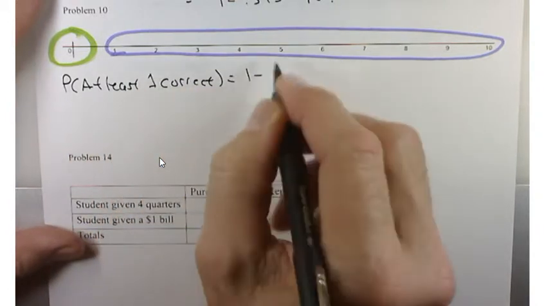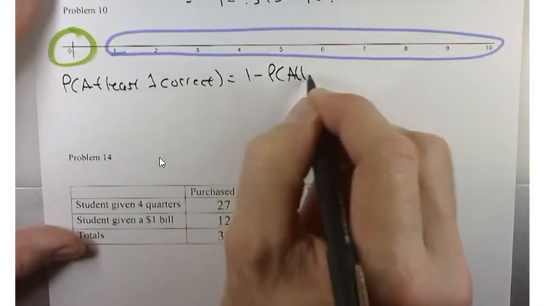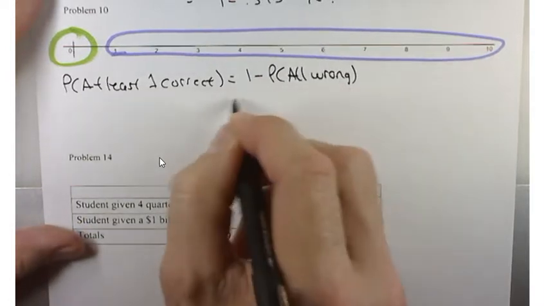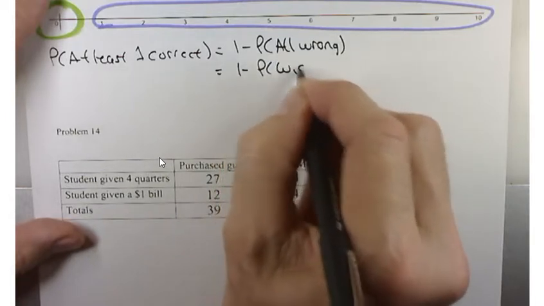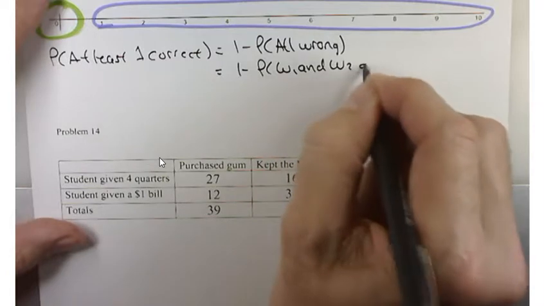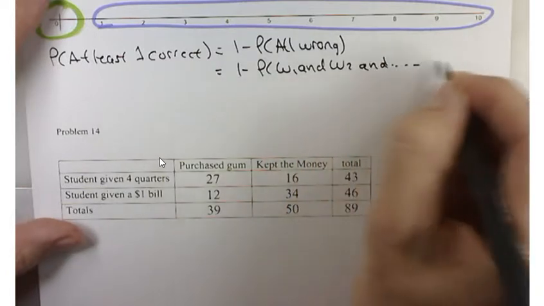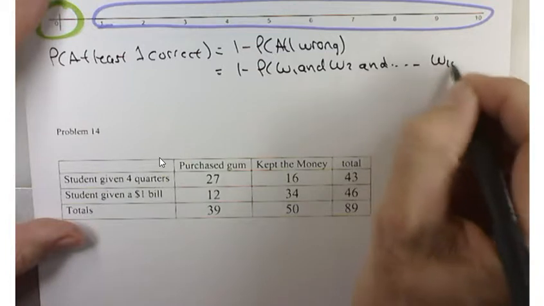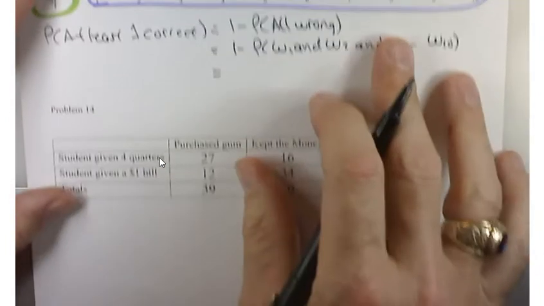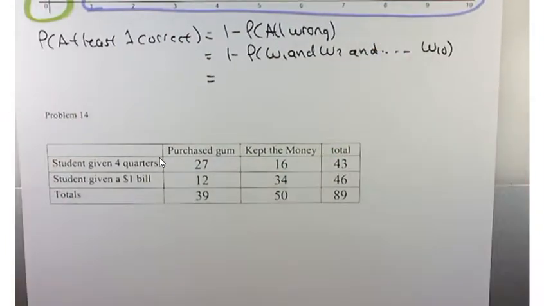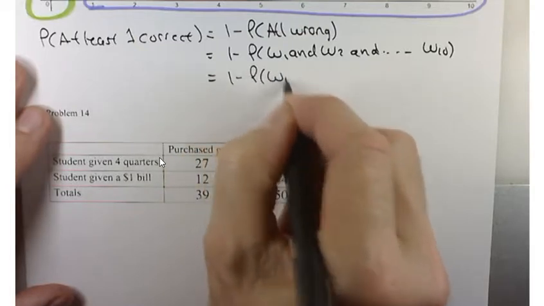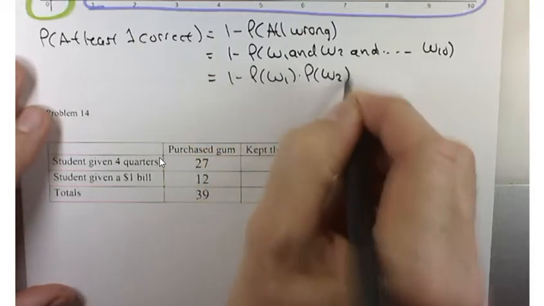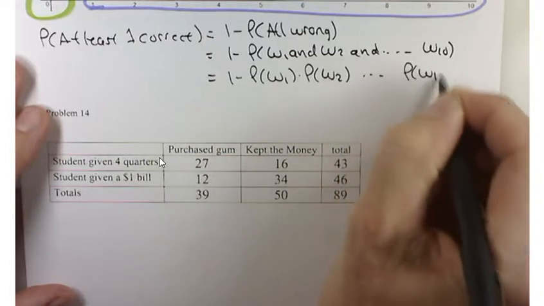is going to be 1 minus the probability that they're all wrong, which is 1 minus the probability that the first one's wrong and the second one's wrong, and so on, all the way down to the last one. Now, if you're just guessing, then these probabilities are independent because it's just random. So it's going to be probability of the first one wrong times the probability of the second one wrong. What's the probability of getting one of these things wrong?